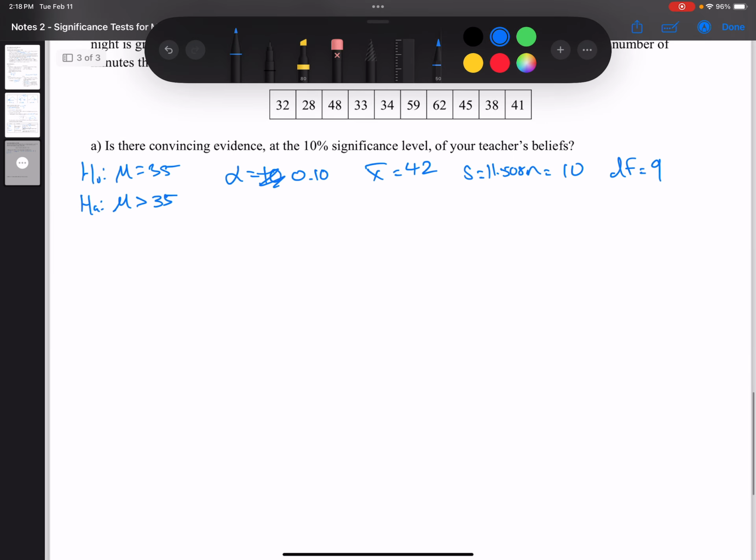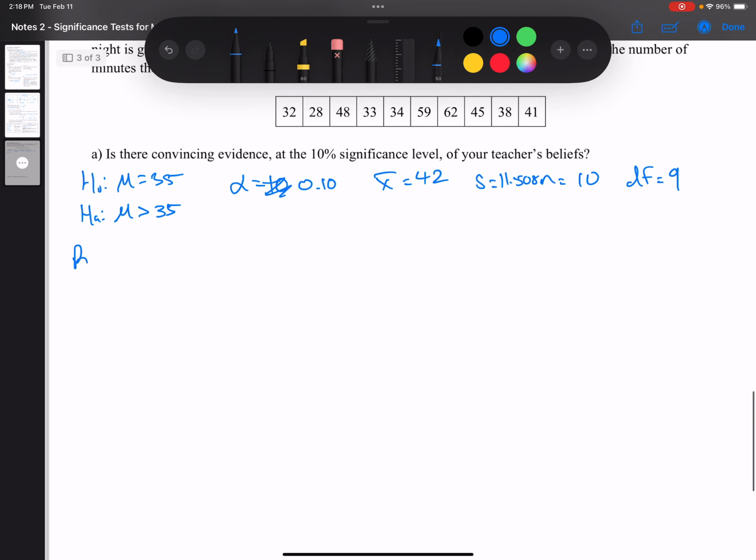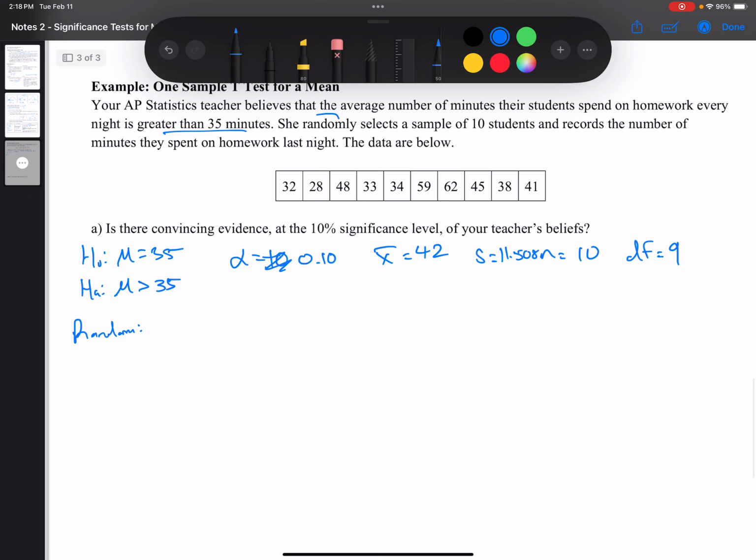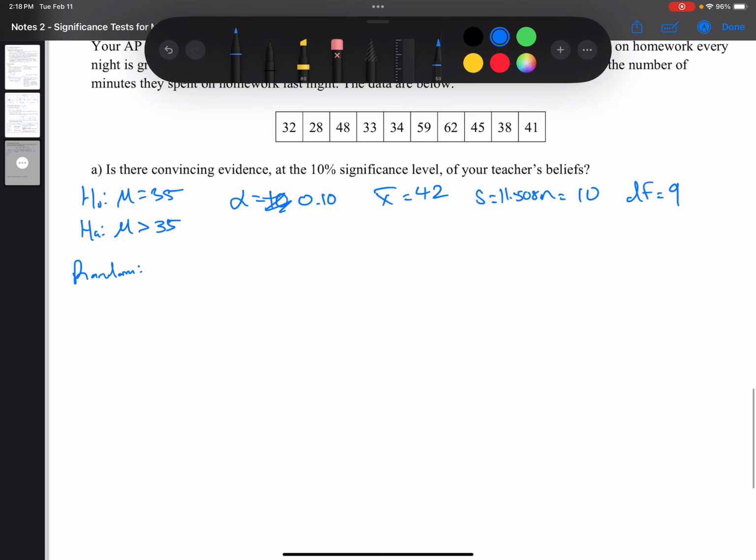So check our conditions. Is it random? Randomly selected. The sample was random.